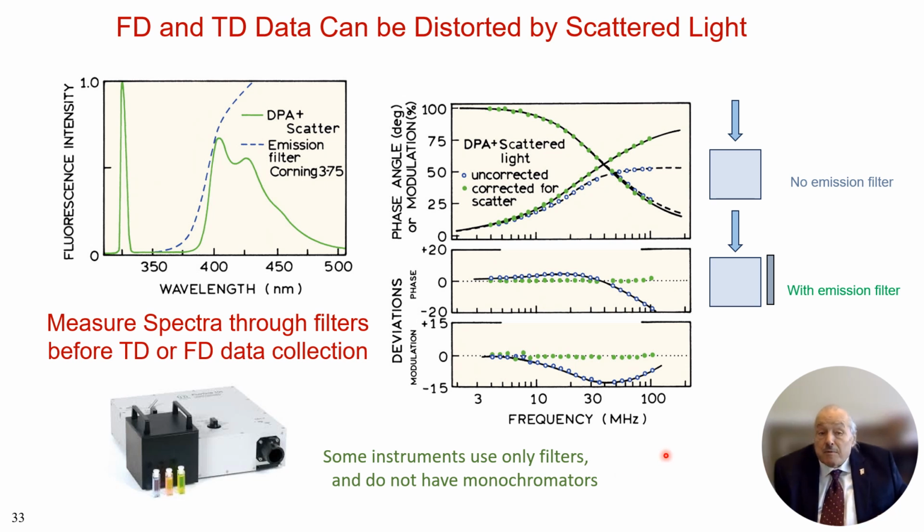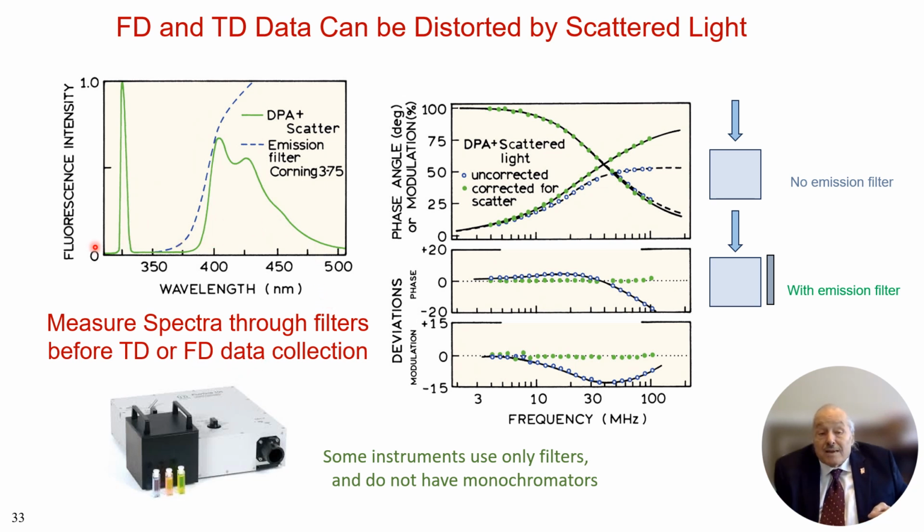Just like in time domain data, frequency domain data can be distorted by scattered light. We pointed that out in the photon counting lecture. Same is true in the frequency domain. If you have a sample that is scattering, and I'm mentioning this because there are frequency domain instruments that are made without monochromators. They're very convenient instruments to use, but since there's no monochromator, you have to choose the emission filter to make sure you're only looking at the fluorescence and not the scattered light.